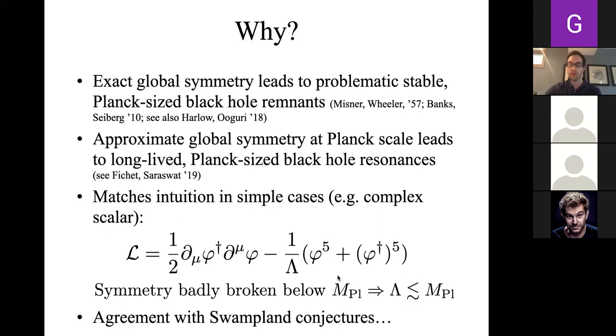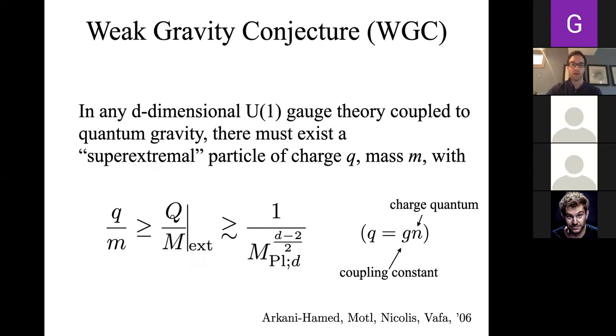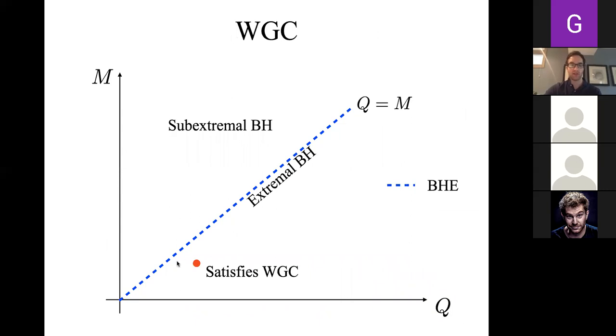But finally, another reason why you might think that approximate global symmetry should be badly broken at the Planck scale is the fact that this seems to agree with a number of Swampland conjectures that we already tend to believe. I'll speak today just on one, which is the weak gravity conjecture, which holds that in a d-dimensional U(1) gauge theory, you need to have a super extremal particle. That is, a particle whose charge to mass ratio is greater than or equal to that of an extremal black hole, roughly equal to 1 in Planck units. Pictorially, the weak gravity conjecture says that you need one particle which lies on or below this line in this space of charge versus mass.